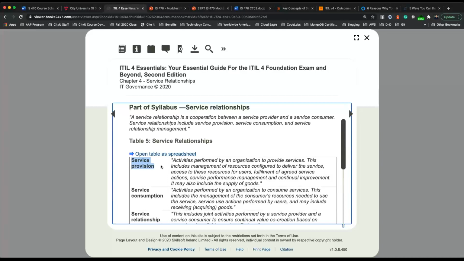So a service provider basically provides service provision. This is the activity performed by an organization to provide services. So this is the service provider. These include management of resources configured to deliver the service, let's say for goods, access to these resources for users, fulfillment of agreed service actions, service performance management, and continual improvement.